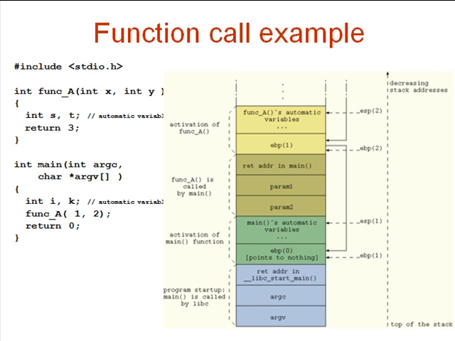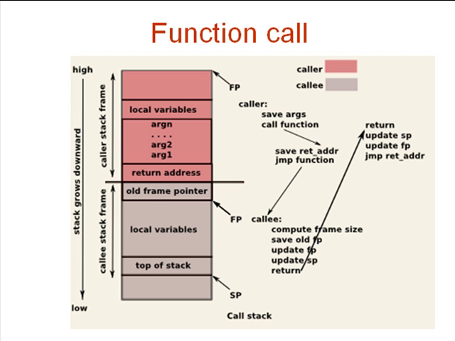So let's look at another function call, in which case it's going downwards. The local variables, the arguments, the return address, and then the old frame pointer, FP is the frame pointer, then the local variables and the top of the stack. Basically this is the same diagram, with an inverted stack.